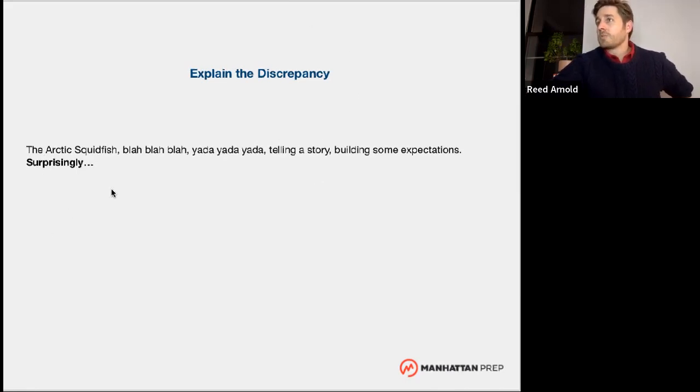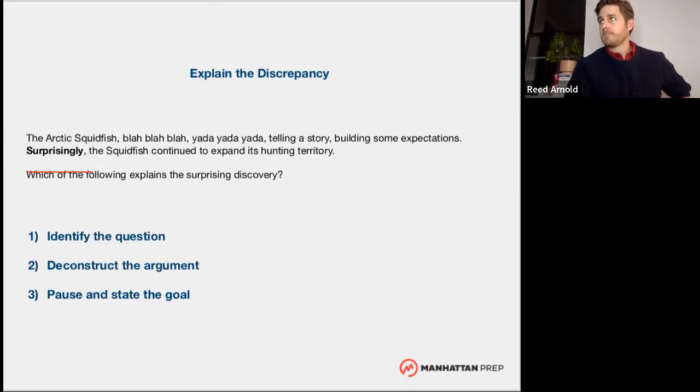Then we have this word surprisingly. It might be surprisingly, it might be another however, it might be a nevertheless, it might say despite this. But again, what's going to come after that surprisingly? Something that contradicts the expectations. Whatever these expectations are, surprisingly, however, nevertheless, despite all these facts, then we're going to get this information here. The squidfish continued to expand its hunting territory.